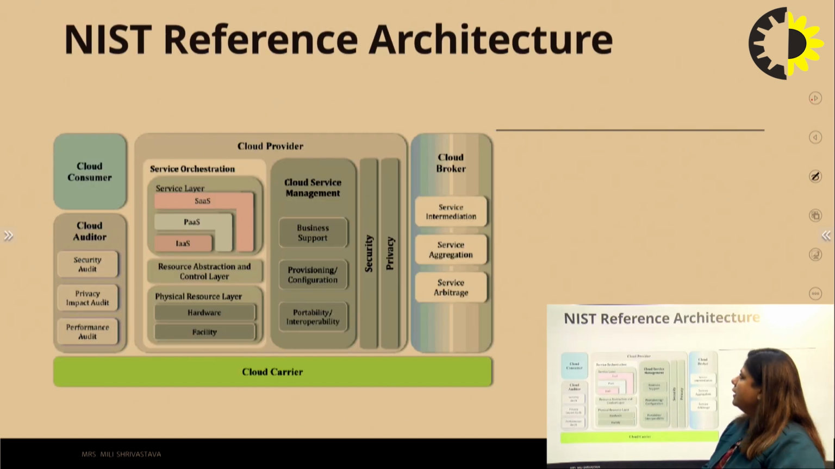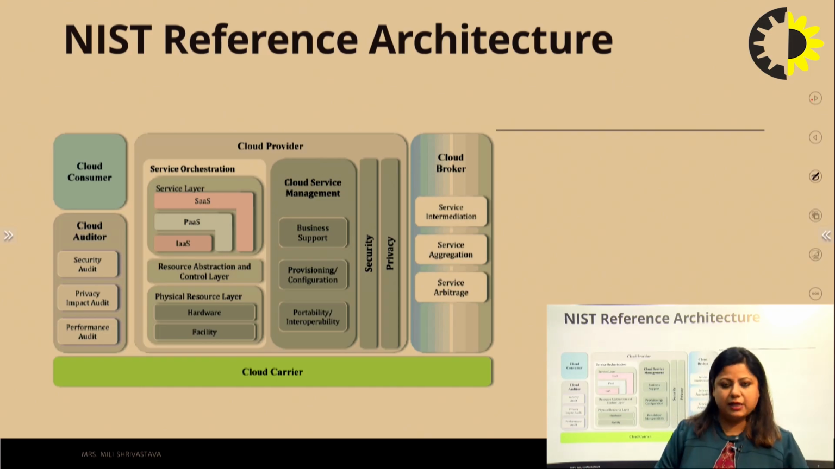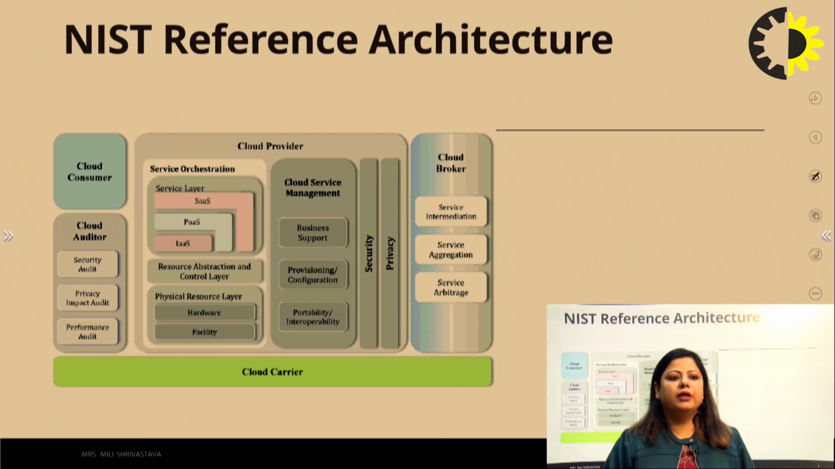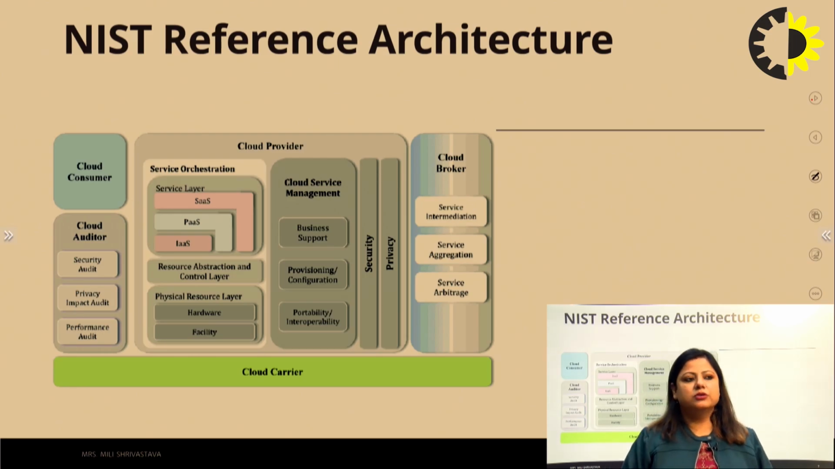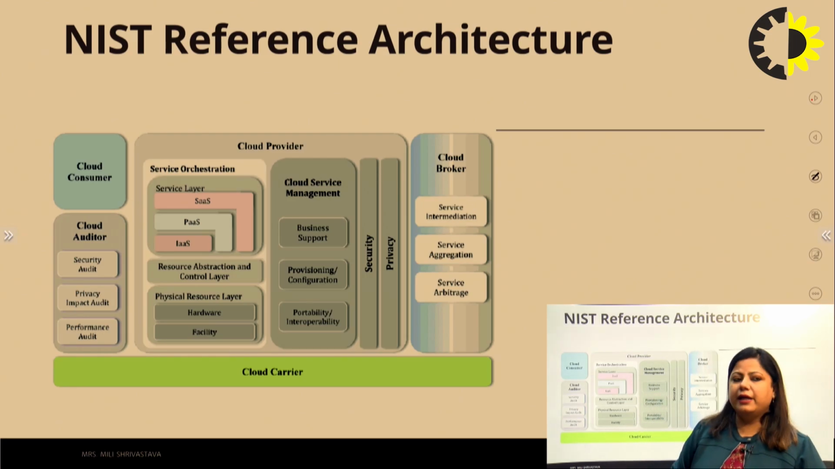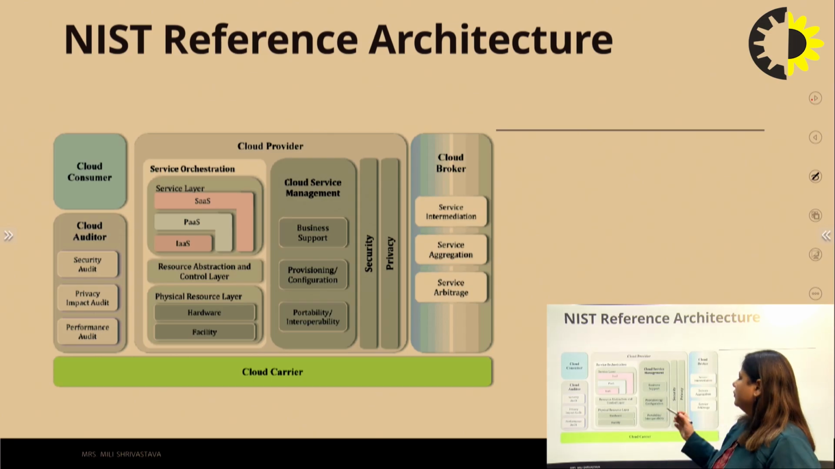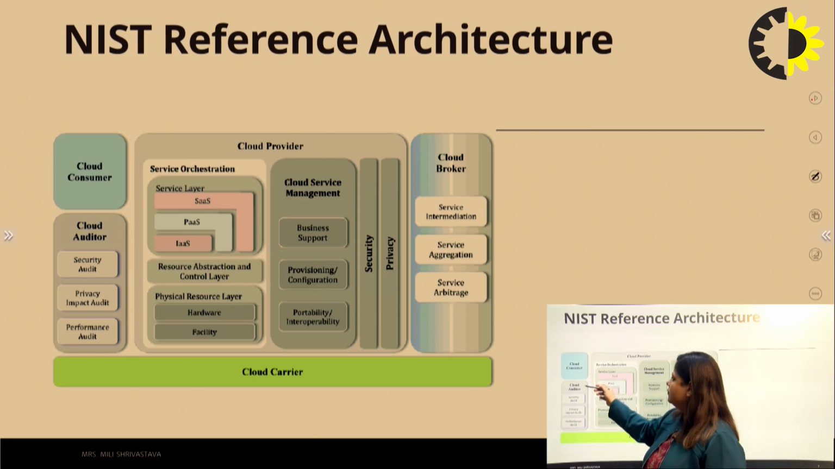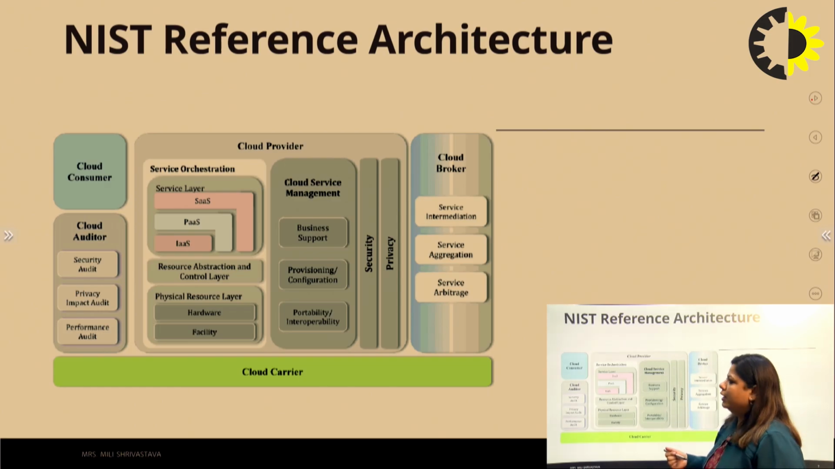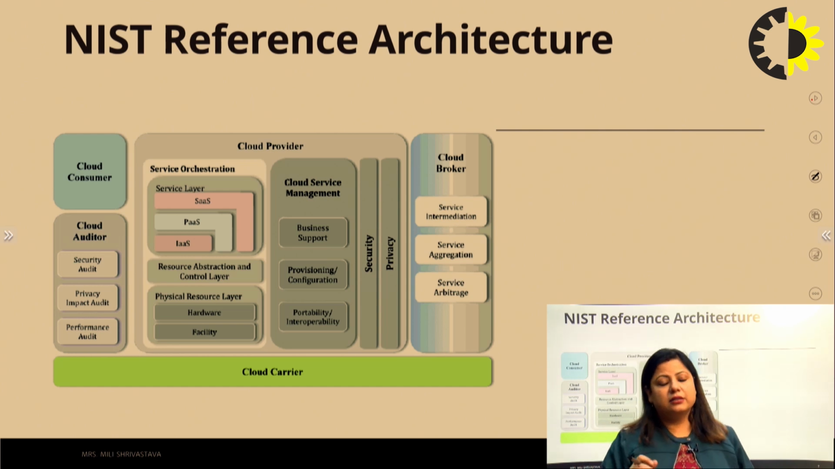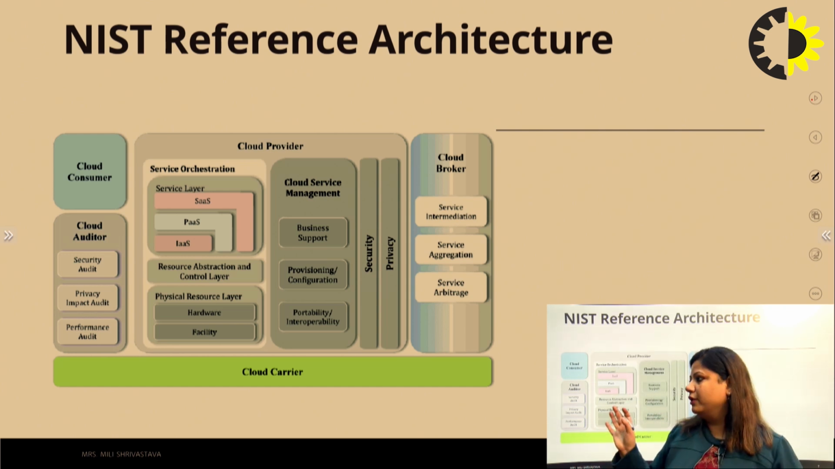This is basically the NIST reference architecture, which is helpful for the types and deployments of cloud computing and the cloud computing environment also. Basically, NIST identifies 5 major actors in the cloud computing ecosystem. We all know them: the cloud consumer, cloud auditor, cloud provider, cloud broker and the cloud carrier. Basically, there are 5 major actors in the cloud computing reference architecture.